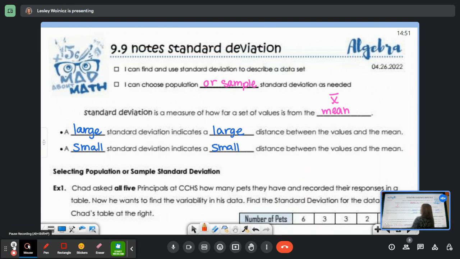So we had some measures of central tendency a couple sets of notes ago. We had measures of center. The measures of center all started with M. It was your mean, median, and mode.